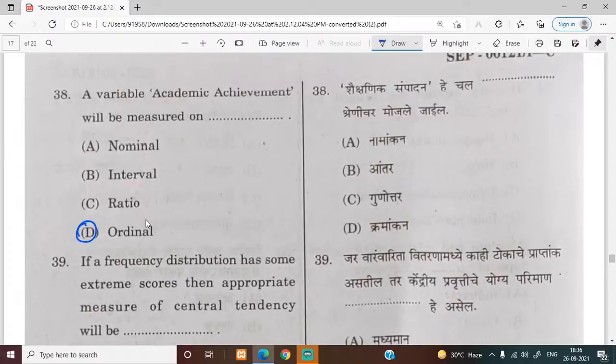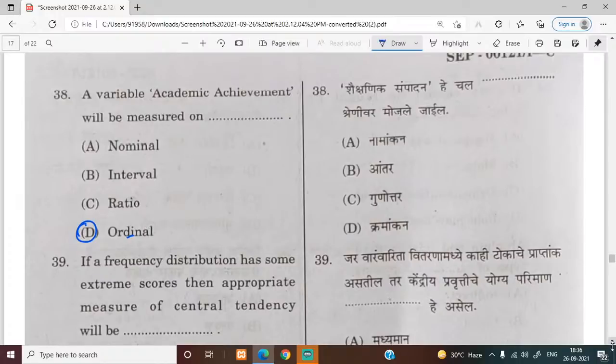Okay. For continuous, we are using interval or ratio. But when we want to divide it into categories, we are using nominal and ordinal. But for academic achievement, we are using ordinal. D is the answer.